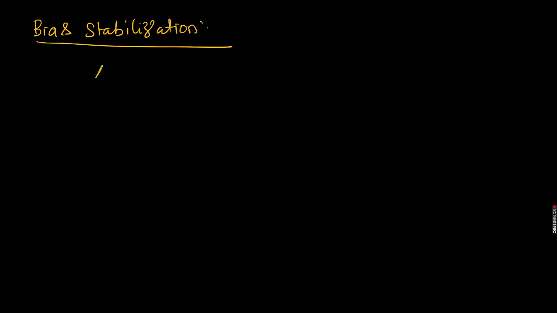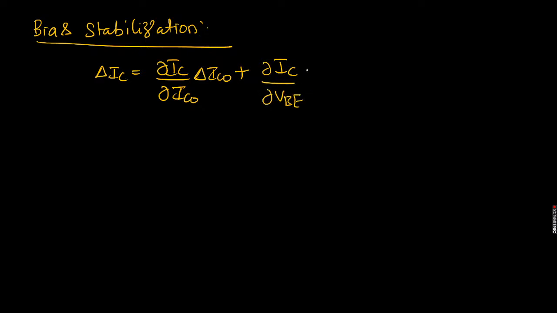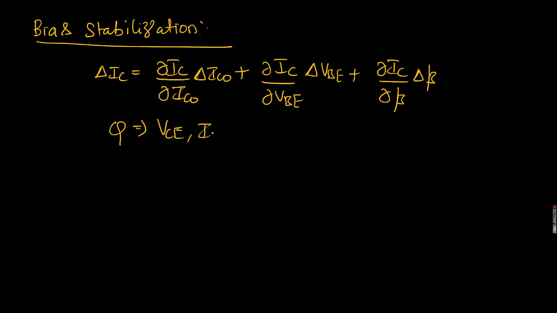So let me define. First of all, the change in collector current will be defined as dou IC by dou ICO into del ICO, plus dou IC by dou VBE into del VBE, plus dou IC by dou beta into del beta. What does that mean? Our work is to make the transistor operate in a stable region, so you have to maintain the Q point properly. The Q point is the VCE, IC point.